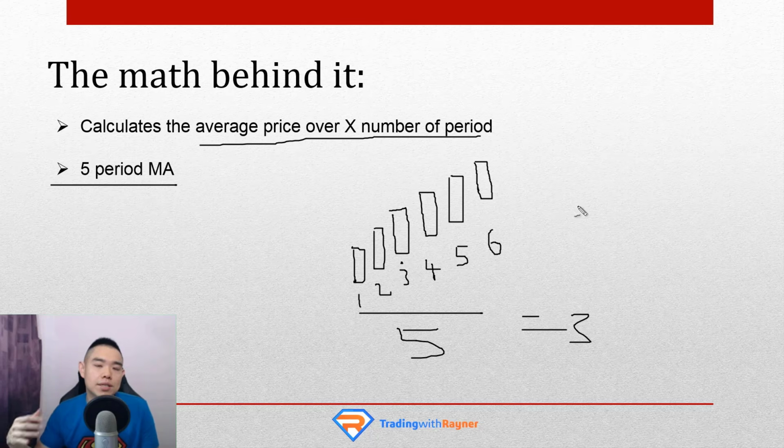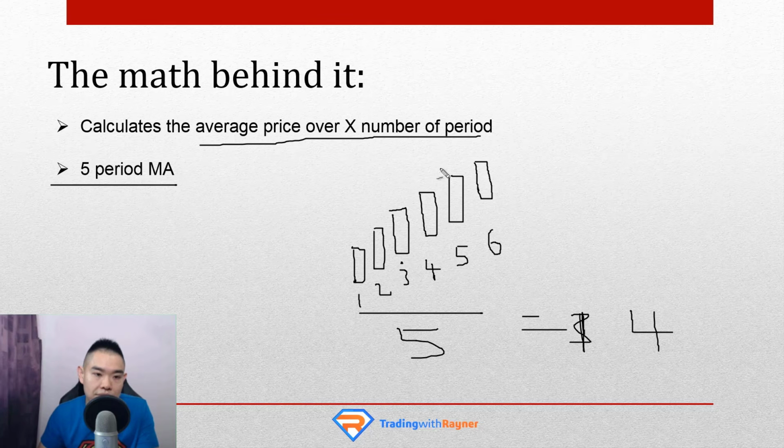Now, what is the new 5-period moving average value? What you're going to do is take the most recent prices over the last 5 candles. So you take 2 plus 3 plus 4 plus 5 plus 6. You divide by 5 and you get the value of 4. Now you might be wondering, hey Rayner, what about this first candle number 1? Well, we'll ignore it because we are calculating the 5-period moving average.